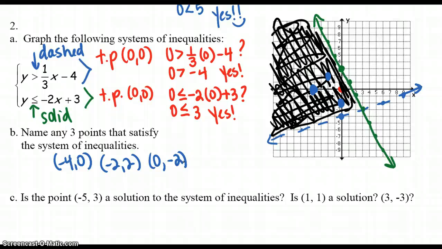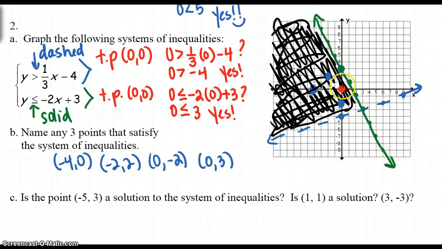But let's also not forget that that green line, that solid line, the solid lines count too. They are also a solution. So I could also use any of the points that are on this solid line, such as 0, 3. Okay? You can't use anything on the dashed line though. It's dashed because it's not included as a solution. So do not use any points on the dashed line. All right, with that being said, let's go ahead and take care of part C.